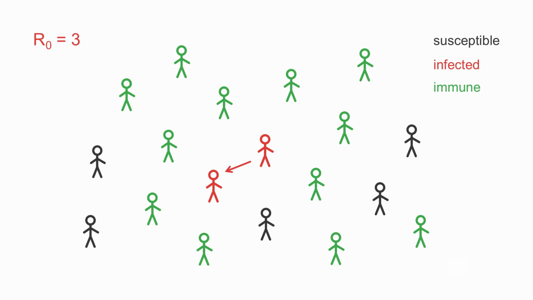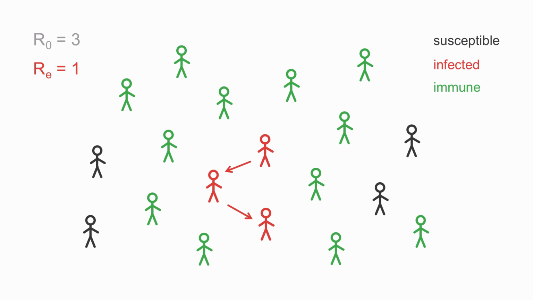Now our index case only infects 1 other person. And due to the immunity, or herd immunity, of the group, this newly infected case can also only infect 1 other person. What we've done here is to reduce the basic reproductive ratio of 3 to an effective reproductive ratio of 1. As we've seen in a previous video, when R is equal to 1, the disease remains stable and won't grow.